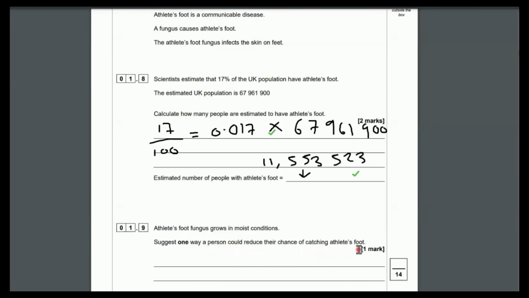1.9, athlete's foot grows in moist conditions. Suggest one way a person could reduce their chance of getting athlete's foot. So how could you stop yourself getting athlete's foot? Obviously, the fungi want sugar, they want water, so they want moisture. So just make sure you dry your feet after a shower properly in between the toes. You don't share towels with other people because they might have athlete's foot and you might pick it up off them. And you shouldn't walk bare feet in the swimming pool, in the changing rooms.